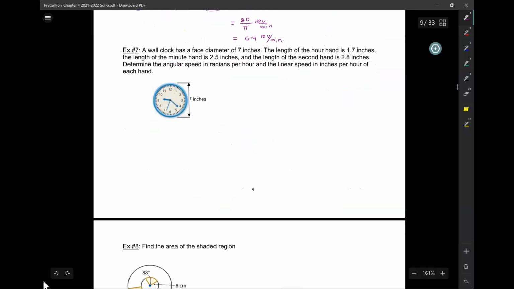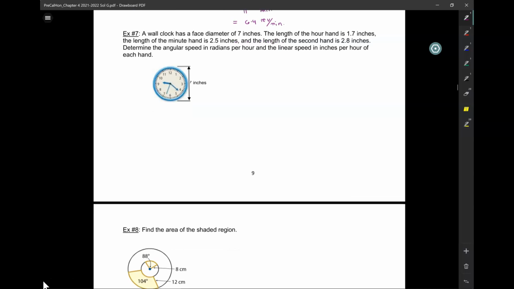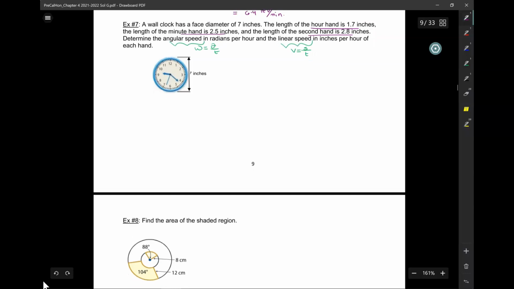Next we have a wall clock here with a face diameter of 7 inches. We're told that the length of the hour hand is 1.7 inches, the minute hand is 2.5, and the second hand 2.8. What we want is to find the angular speed and the linear speed, so omega and v. Remember, omega is theta over t and v is s over t. That's what we need to find, and we want to do this for each hand. So let's start with the hour hand.